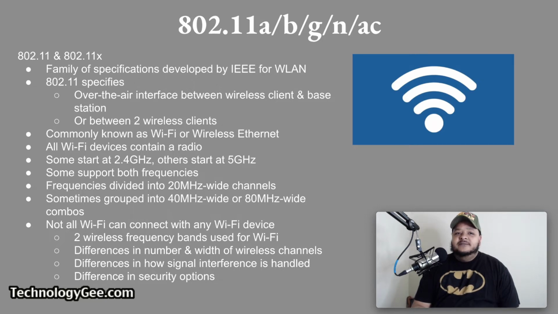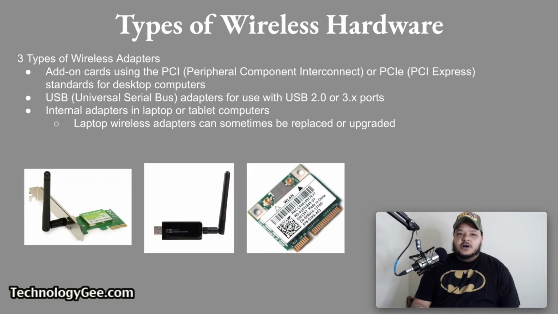Not all Wi-Fi devices can connect with any Wi-Fi device. The reality is that there are two wireless frequency bands used for Wi-Fi, as well as differences in the numbers and width of wireless channels, differences in how signal interference is handled, and differences in security options. All of these factors must be taken into account, especially when you are adding wireless devices and network adapters to an existing network. All right, so let's talk about types of wireless hardware.